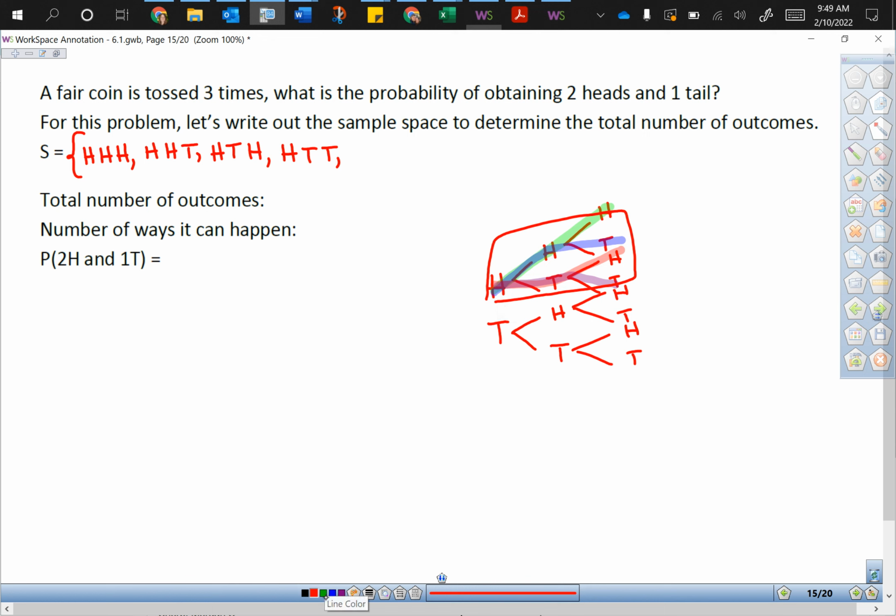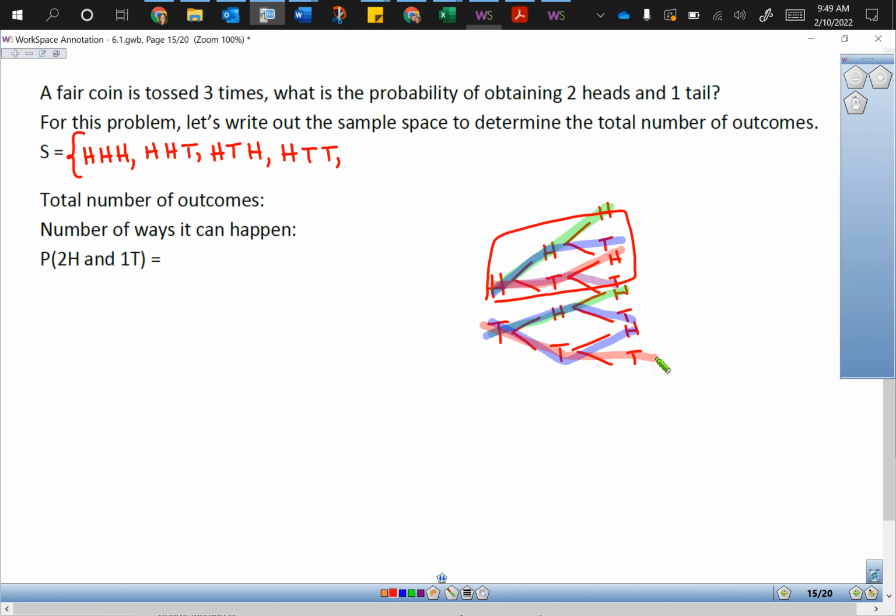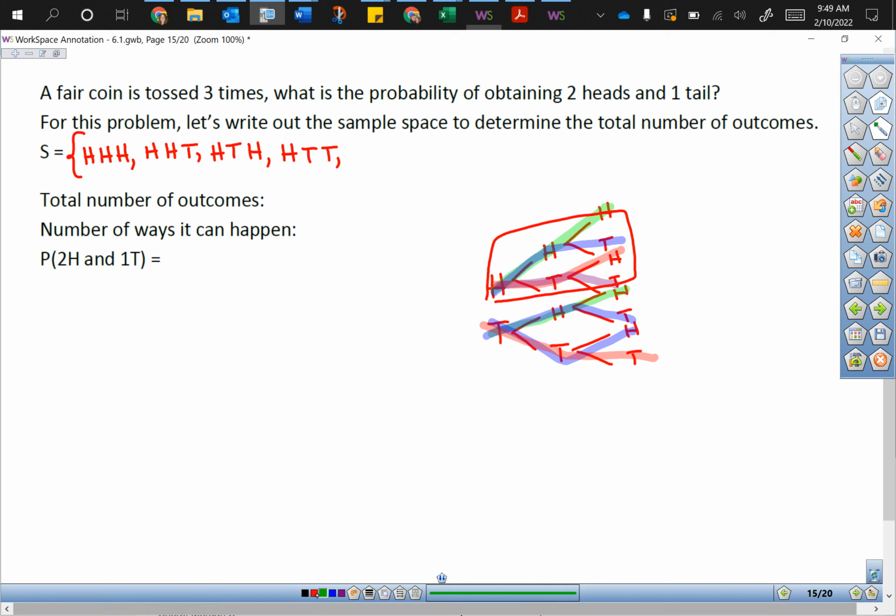My second set here is if I toss the tails first. So I have this option: tails, heads, heads. We could have tails, heads, tails. We could have tails, tails, heads. We could have tails, tails, tails. So, tails, heads, heads. Tails, heads, tails. Tails, tails, heads. Tails, tails, tails.